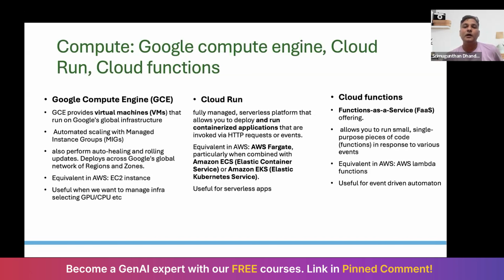Cloud Run is like AWS Fargate, where you can deploy and run a containerized application. It is fully managed. So here you do not have control over what kind of machine the particular application is running on. But this is useful when you don't have to worry about that. So this is Cloud Run, where you can run your containerized applications.